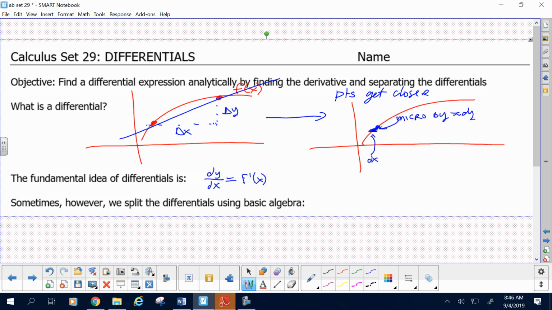Okay. So the fundamental idea of differentials is that the ratio of change is the derivative. Today, though, we're going to split the differentials by just using algebra. If I multiply dx over, then dy, or a microscopic change in y, is the derivative times a little change in x. If you were going to go to sleep for the rest of the period, this is the part you would definitely want to say, well, at least I got that part. That is the big idea of the day.